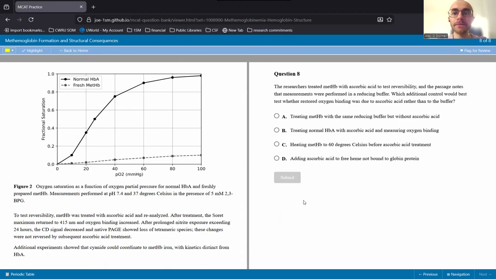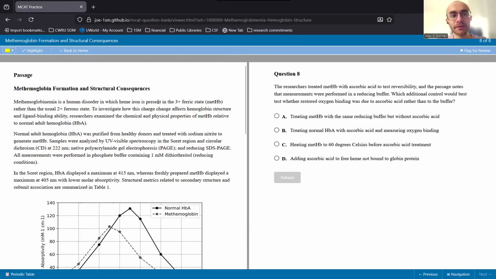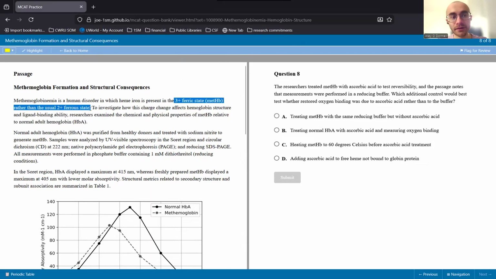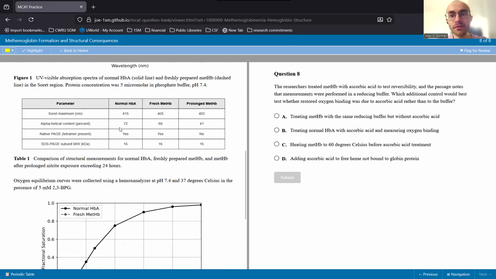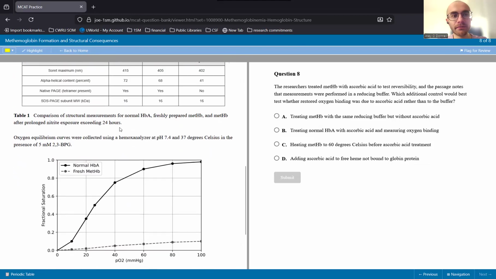All right, and last question here. We see the ascorbic acid reversibility test. And what we see is that measurements were performed in a reducing buffer. Now, what we don't know is we went from 3 plus to 2 plus. That's a reduction in oxidation state. That's a reduction. So we don't actually know whether the ascorbic acid did it rather than the buffer.